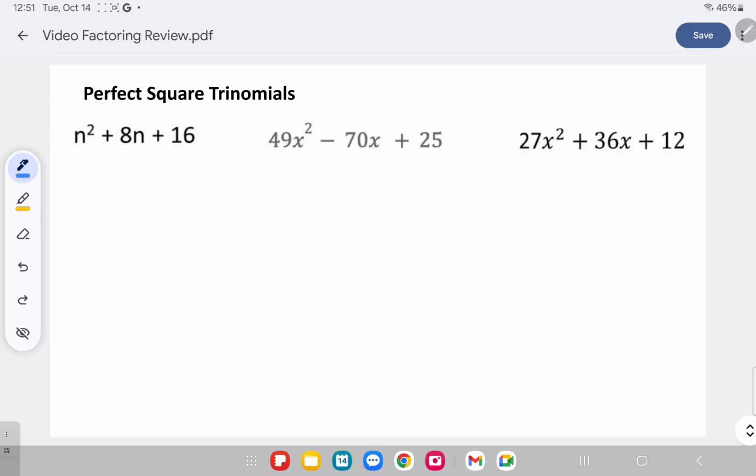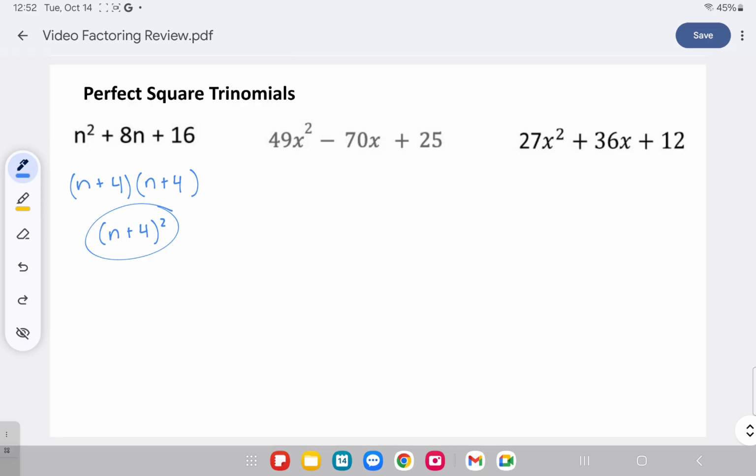Okay, last set of examples, more special cases. These are called perfect square trinomials. And if you saw this first one, you may not know that it was a perfect square trinomial just by looking at it. So you would probably set up your parentheses and ask yourself what two numbers multiply to 16 and add to 8. And then you realize, oh, that's 4 and 4. That means my answer is n plus 4 squared.